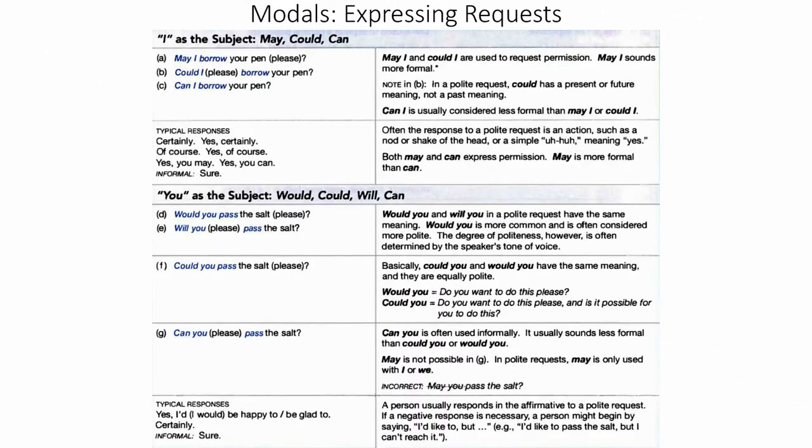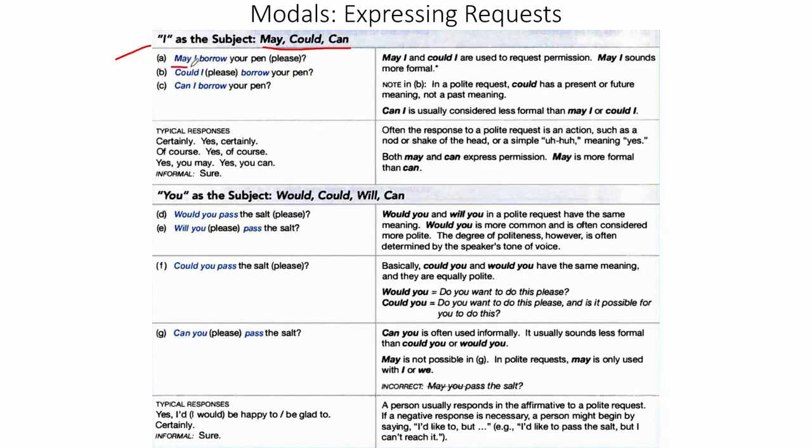So the next chart is about expressing requests. When you request something, you ask for something, you want something. Now here we have different ways of expressing requests. Either you can use a request with I as the subject, and in this case we usually use the modals may, could, and can.